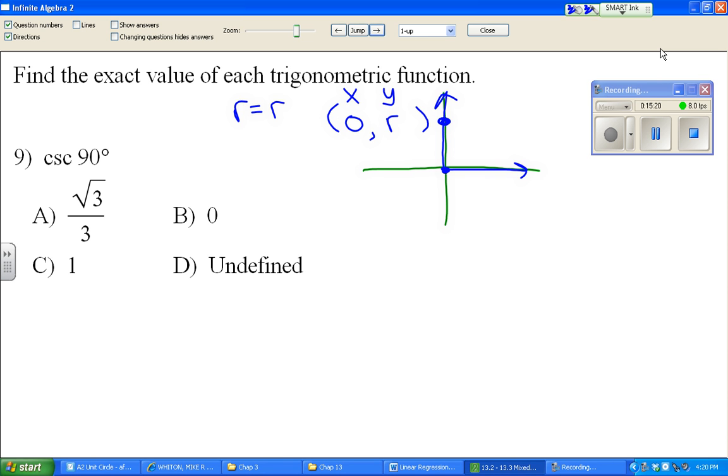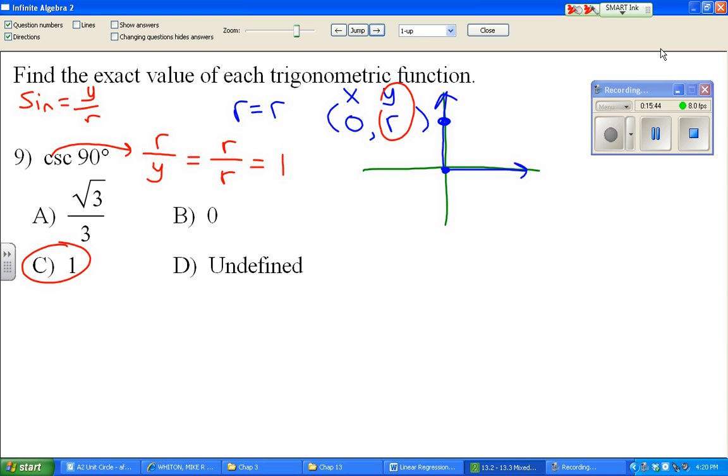So now we can just do the definitions. Cosecant, again, I know is the reciprocal of sine. If sine's y over r, cosecant's going to be r over y. For this problem, r is just r. In this problem, y is also r. So r divided by r is just going to give us 1. So the cosecant of 90 degrees should get you 1.